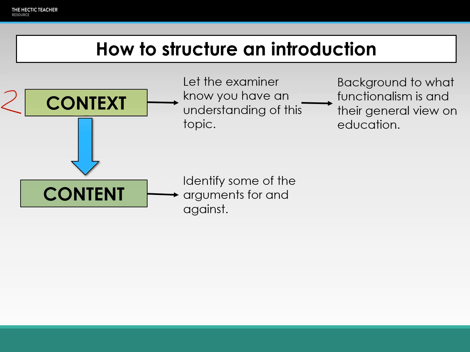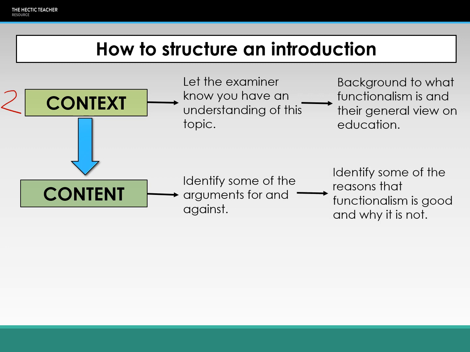But what we're looking for is just, some would say that functionalism is good because of X and Y. Others say it's not so good because of A and B. Okay, so as I said, the context of this is some of the reasons why functionalism is good and some of the reasons why it is not. But again, we're only looking for 2 sentences. I'd say 1 sentence for arguments for and 1 sentence for arguments against.